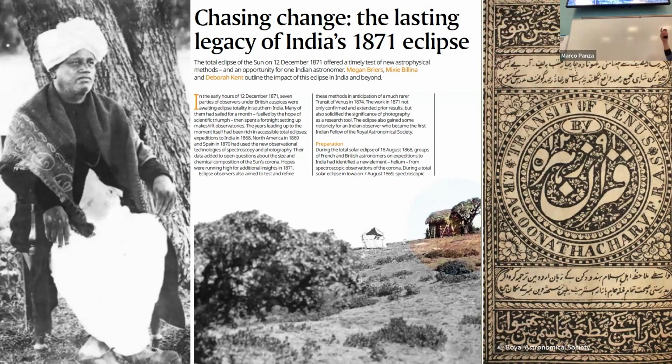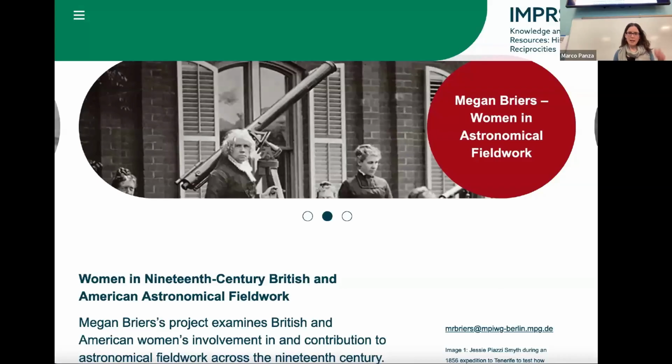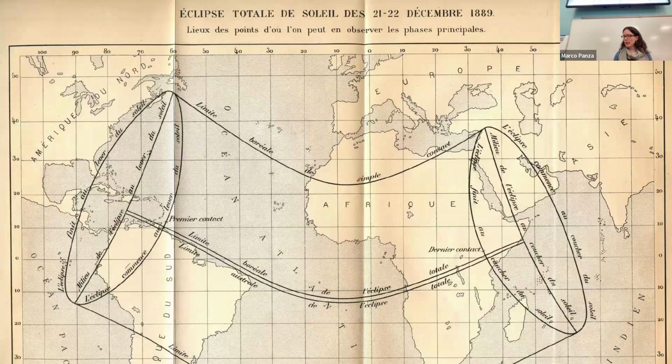Now, this paper here was some work done with 2 students, Meg Breyer's there, and this is Mixie. Meg is a historian of science and Mixie is a chemist who did a lot of work on the spectroscopy of the 1871 eclipse. And Meg is currently working on women in British and American fieldwork. So this is a current and booming area of study. She's not the only one working on women in fieldwork. There are obviously various kinds of fieldwork and other kinds of sciences, but eclipse expeditions are a really interesting case study for women doing mathematics and astronomy.